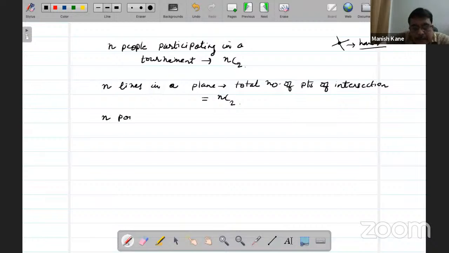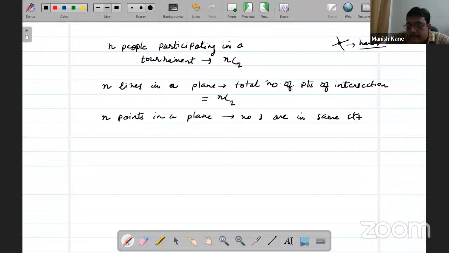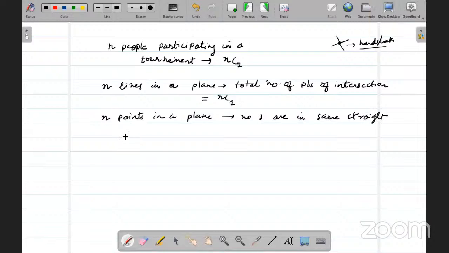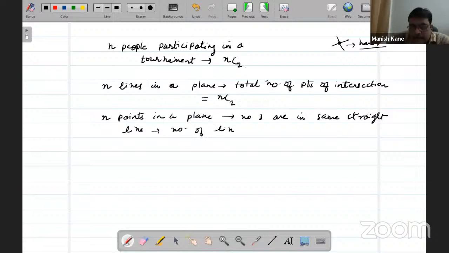If there are n points in a plane, you can just write that down if you want to. No three are in the same straight line. Number of lines that can be drawn. Now, to draw a line, you need 2 points. Only then you can draw a line. Once again, it's like a handshake. The number of lines that can be drawn is NC2. Are you getting the point, all of you?